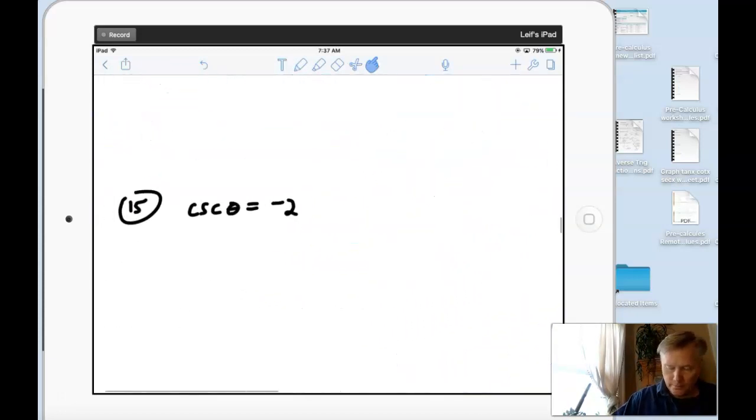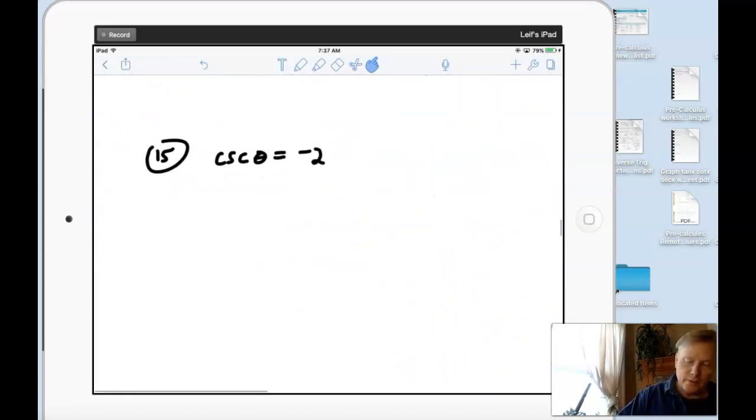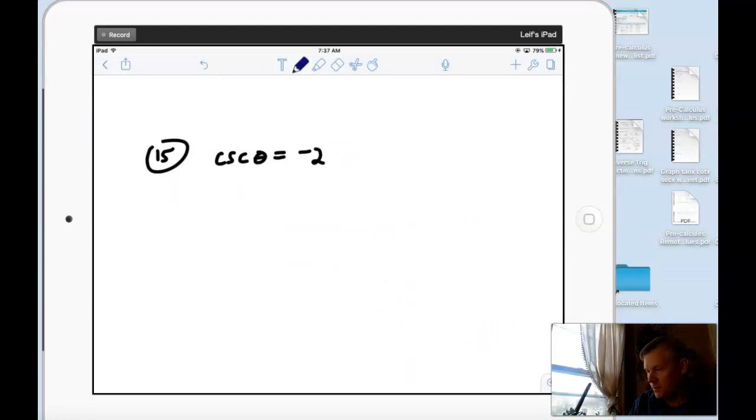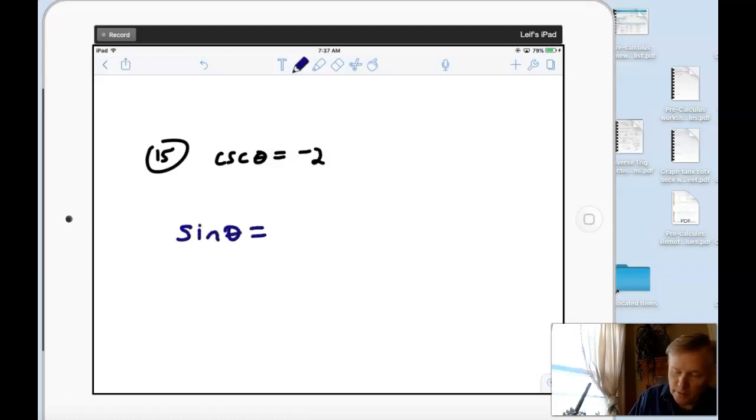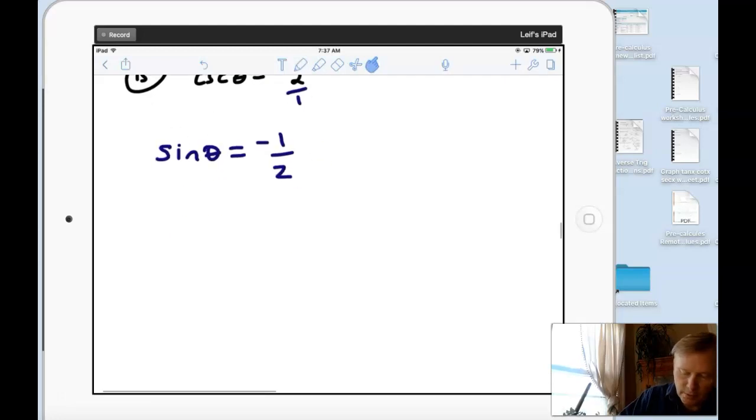That's number 14. 15. Cosecant. All right, so like I've said so many times, I don't usually work with cosecant. I like to switch it to the other function. The sine is the inverse of the cosecant. So if I put that over 1 and then flip it upside down, I get negative 1/2. And now this is remarkably like several of the problems we've already done.